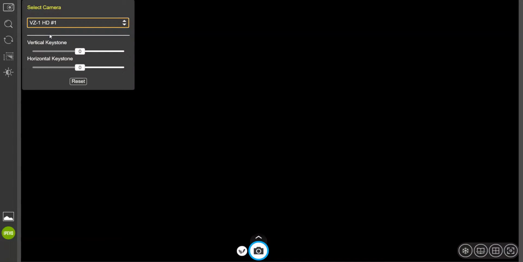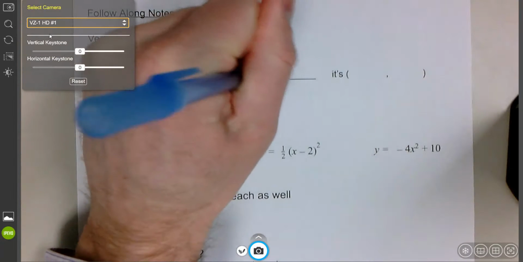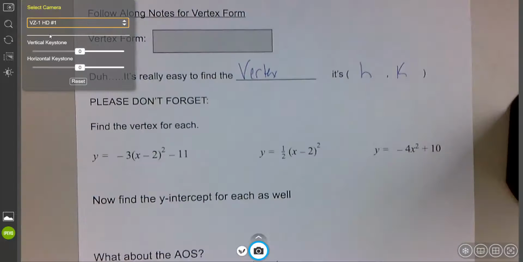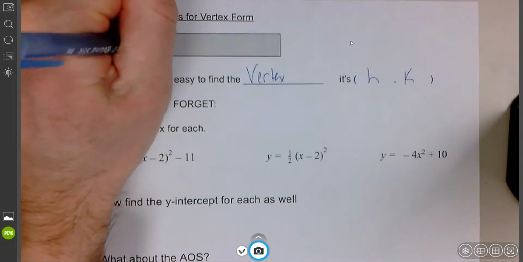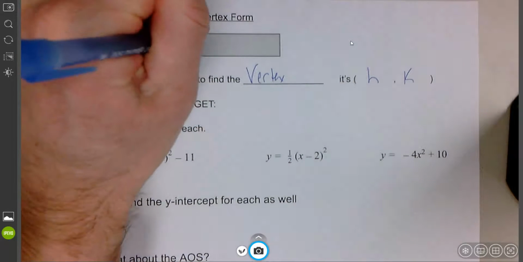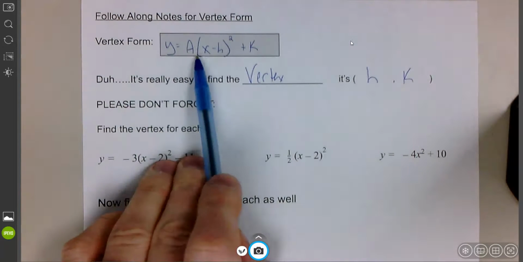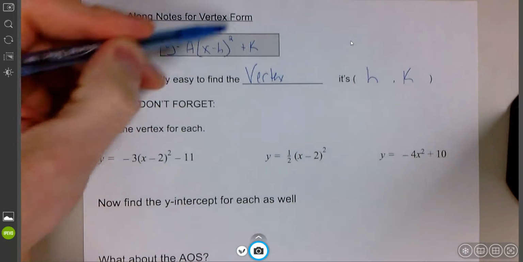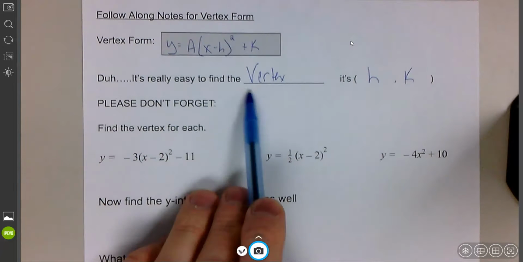It's called vertex form for a very specific reason, because it's really easy to find the vertex, right? The vertex is h comma k, just like it was for absolute values. Vertex form actually looks like this. It's y equals a, parentheses, x minus h squared plus k. So if you took those parentheses and squares out and put absolute value symbols, those straight lines, they would be the same thing. And a lot of the stuff holds true. So it's really easy to find the vertex.